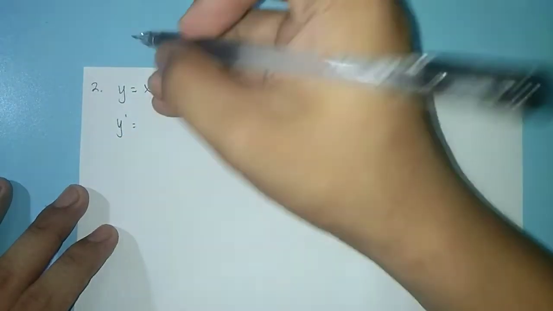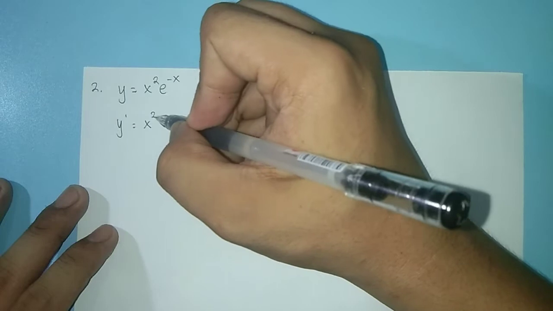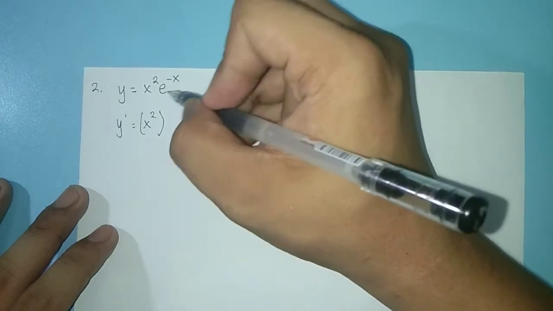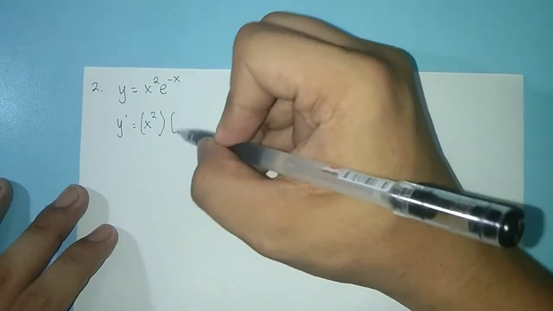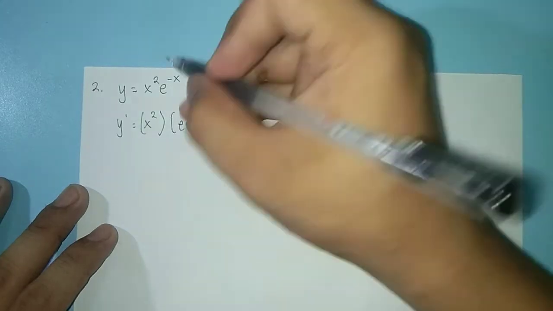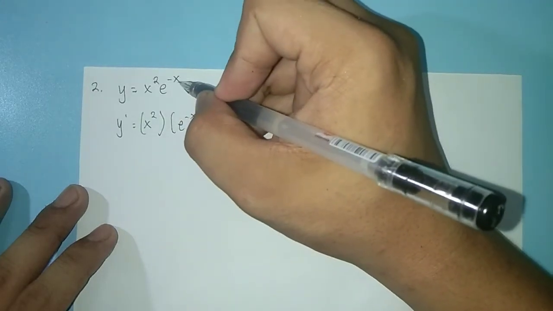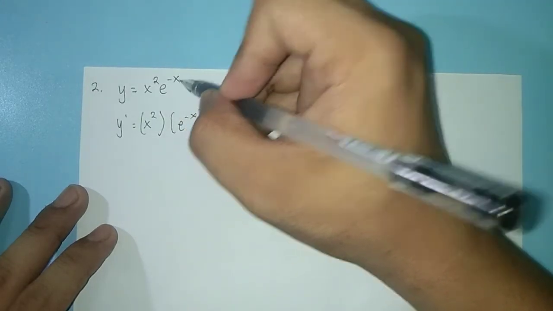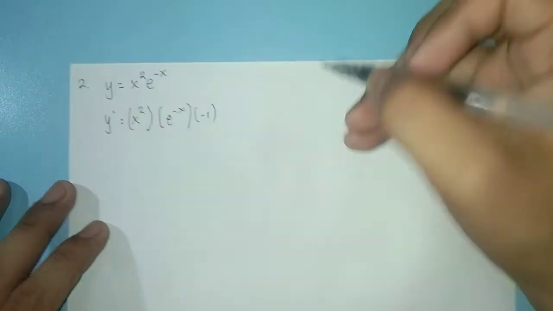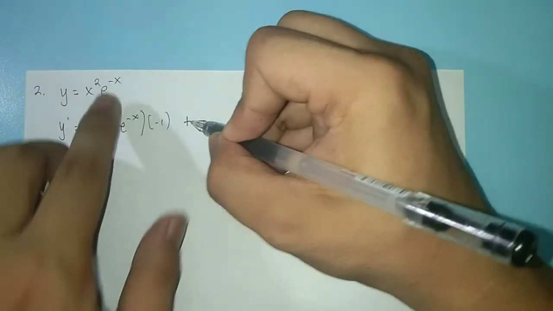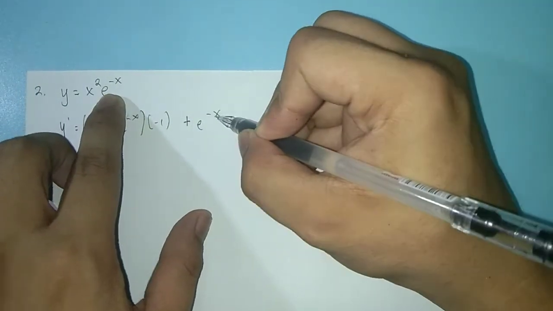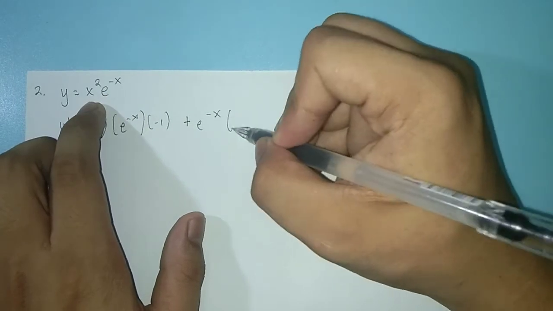Okay, so for y prime, kopyahin muna natin yung x squared, and then ano yung derivative ng e raised to negative x? Diba kokopyahin lang natin siya, e raised to negative x, tapos derivative ng exponent. What is the derivative of exponent? Negative x, that is negative 1. Then plus, kopya naman yung e raised to negative x, tapos derivative naman ng x squared, and that is 2x.